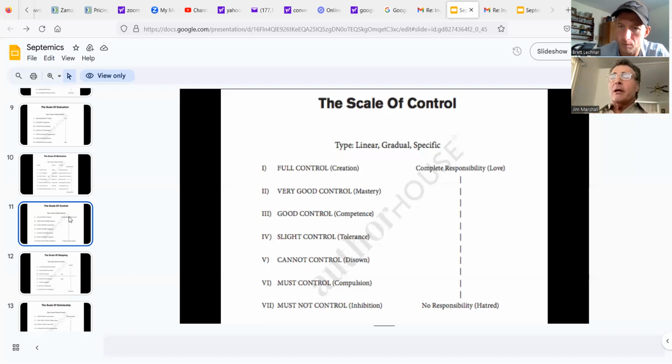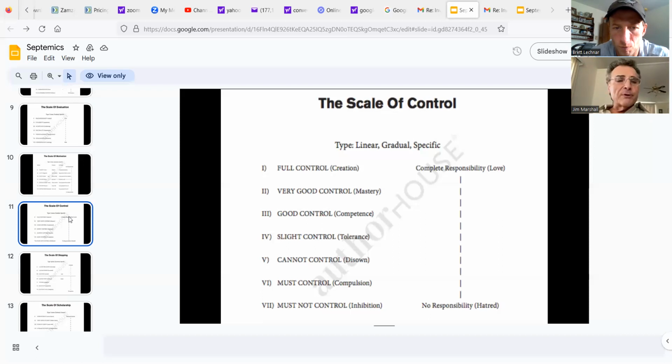Level six, must control. Must control is not as bad as must not control. Must control is compulsion. That's what a control freak is, somebody who is compulsive. Oh, no, you can't fix the salad. I have to fix the salad. Somebody like that. You're compulsive. And then up from that is cannot control. Cannot control is better than must control. Cannot control is disowning. That's a person who says, oh, I don't have anything to do about that. It's got nothing to do with me. They just disown it. I can't control it.